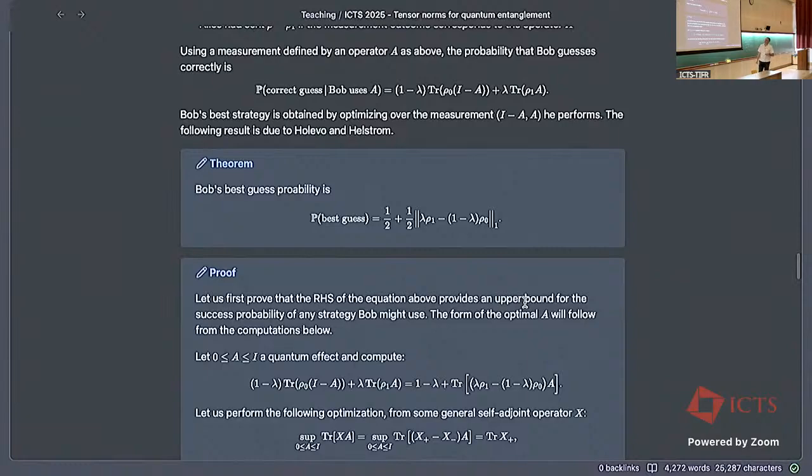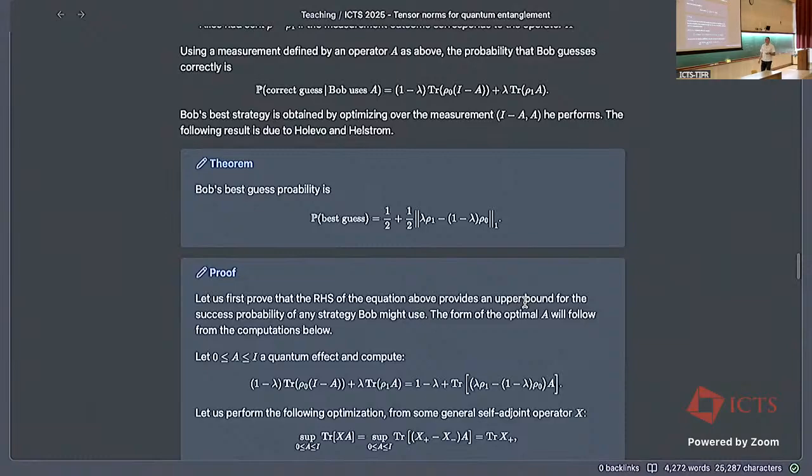Okay, so what we want to optimize, the set of A's, it's the set of operators between 0 and the identity in the positive semi-definite order, such that A and I minus A define a POVM. So I want to maximize this quantity. And I will rewrite it as follows. I have 1 minus lambda, I can take it out from here, and then I factor out the operator A, which is the one I want to optimize over. And this is a quantity which depends on the data of my problem, which is lambda and rho 0 or 1. So how do we perform this maximization problem?